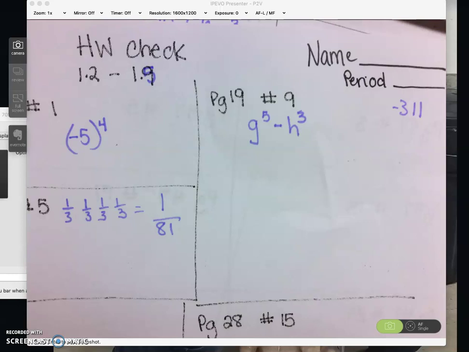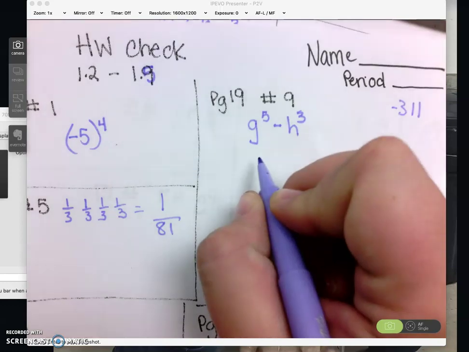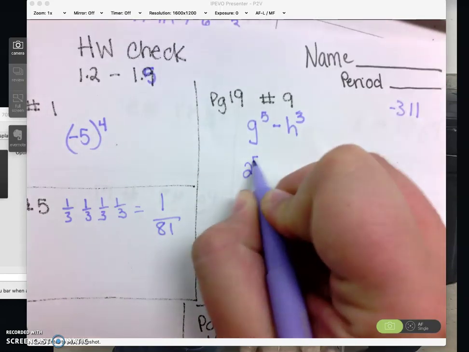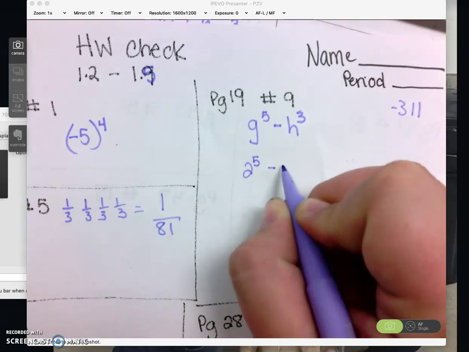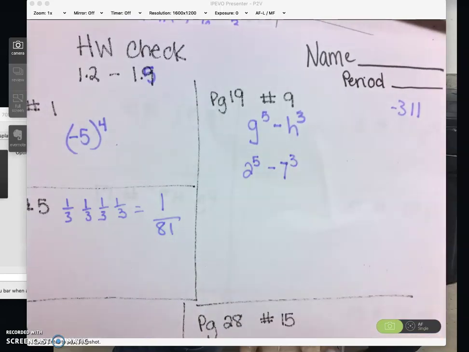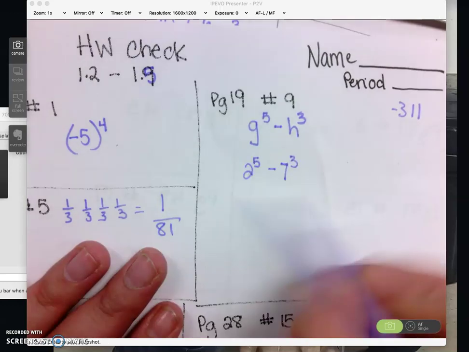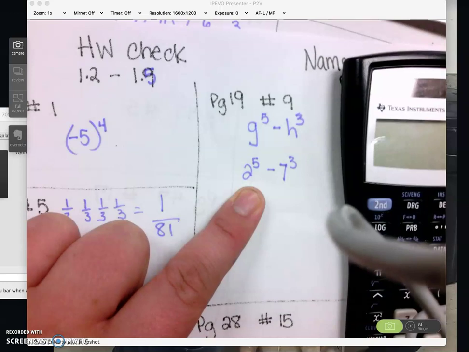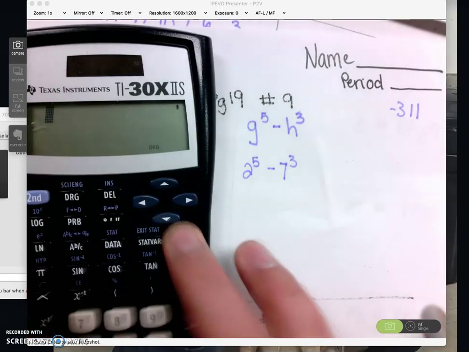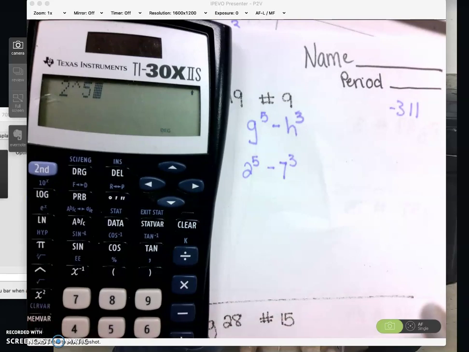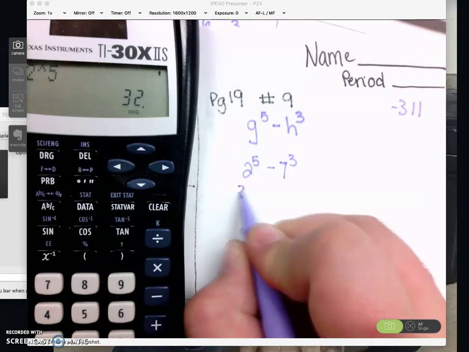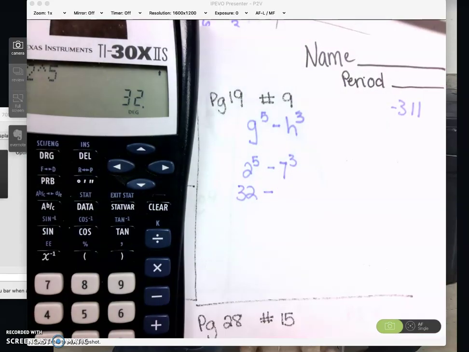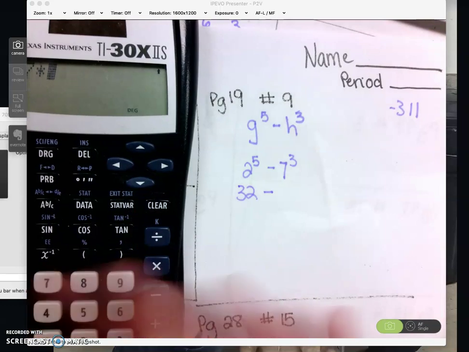This one, I showed my work and I erased it. So G is 2. We have 2 to the 5th power minus H, which is 3, 7 to the 3rd power. This is an example of what's going to be on your test tomorrow. 2 to the 5th power, remember, is 2 times 2 times 2 times 2 times 2, which is 32. And then minus 7 to the 3rd power, or 7 times 7 times 7.